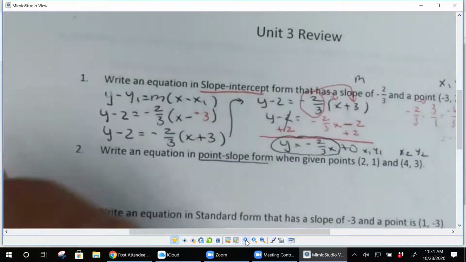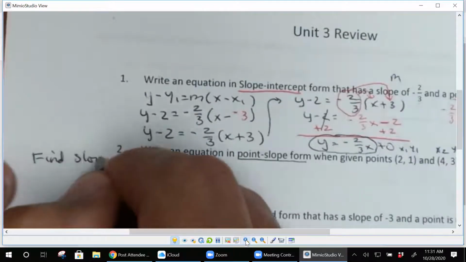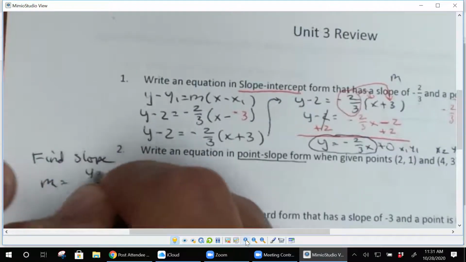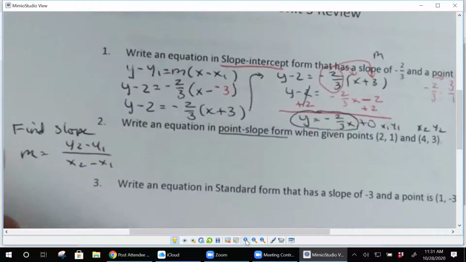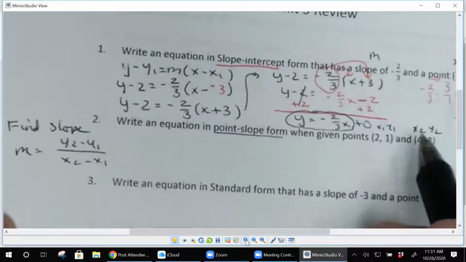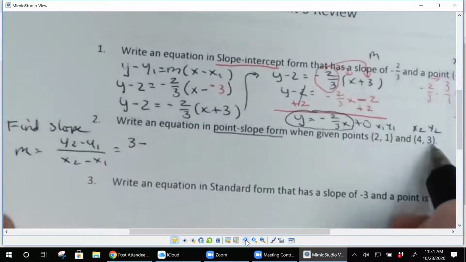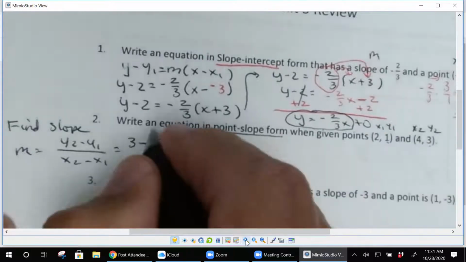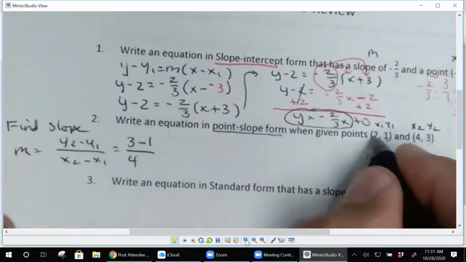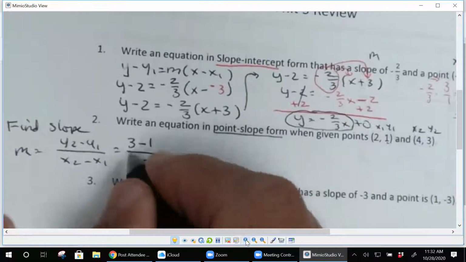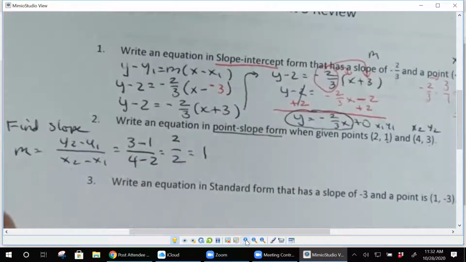And now I'm going to find the slope. So I'm going to put a little note over here, find the slope. Whenever you have 2 points, you're probably going to find a slope. So there's the equation. I'm going to use this data here and plug it in. My y2 is 3, so it's going to be 3 minus the y1, which is 1. The x2 is 4, and the x1 is 2, so minus 2. Now 3 minus 1 is 2, and 4 minus 2 is 2. My slope is 1. So that's my slope.